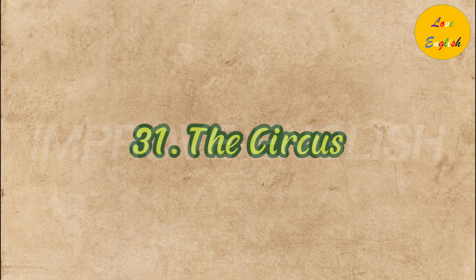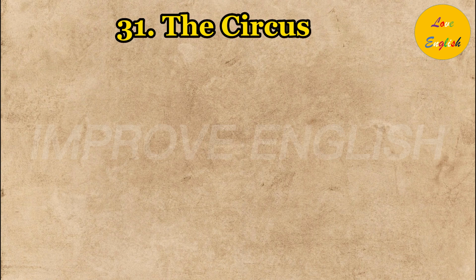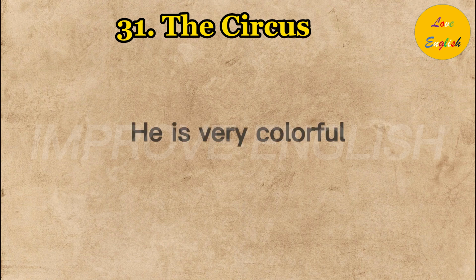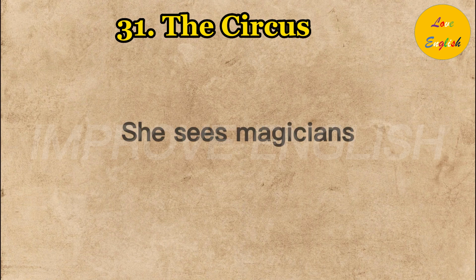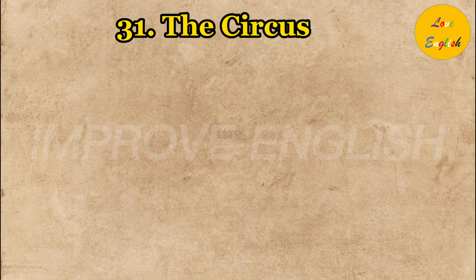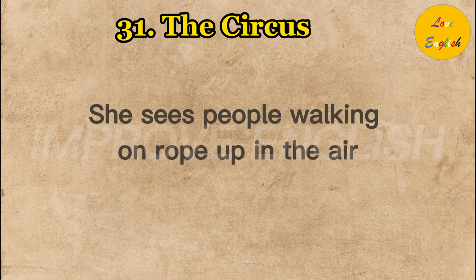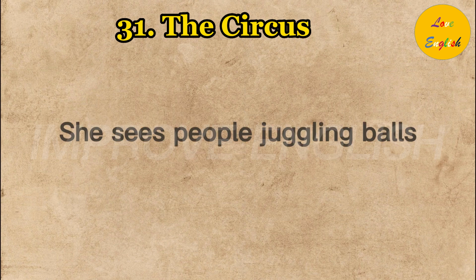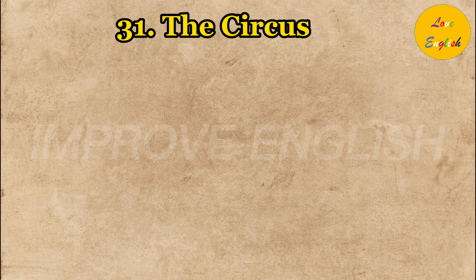31. The circus. She goes to the circus. She sees a clown. He is very colorful. She sees magicians. They take rabbits out of hats. She sees people walking on rope up in the air. She sees people juggling balls.